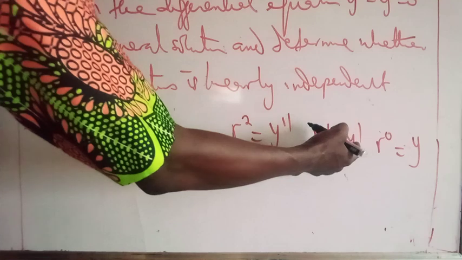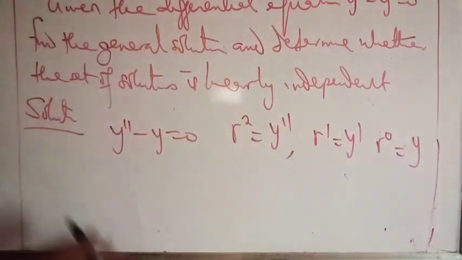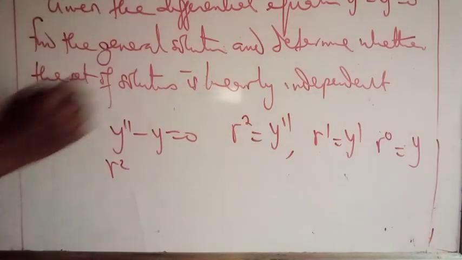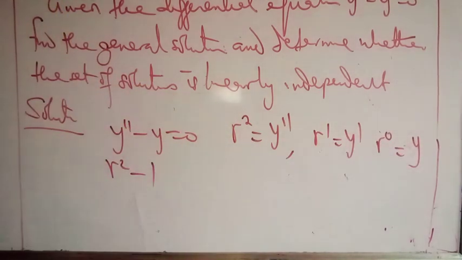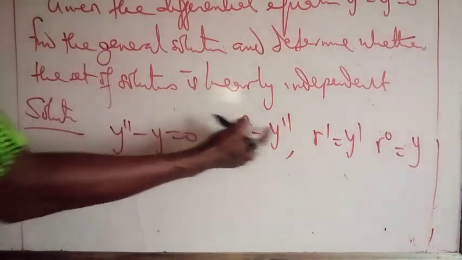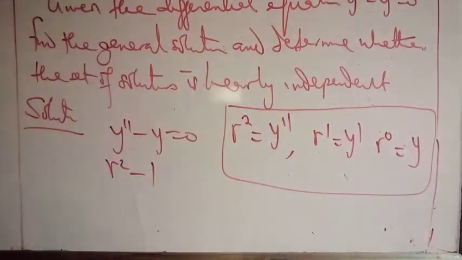This is the y dx, and this is ordinary y. So here now we have r raised to power 2, minus what represents our y with respect to what? That is 1, because r raised to power 0 is 1. You see that the exponent keeps reducing. This is just how we get our characteristic equation. So this will be what?